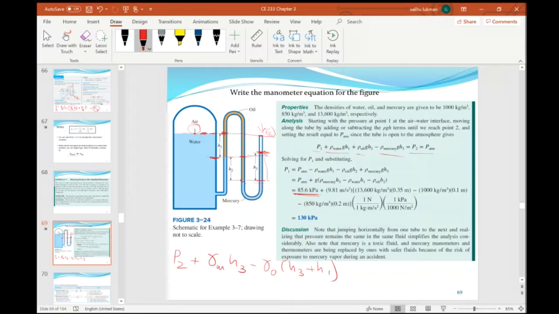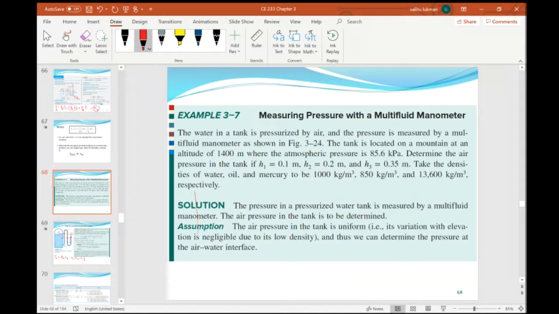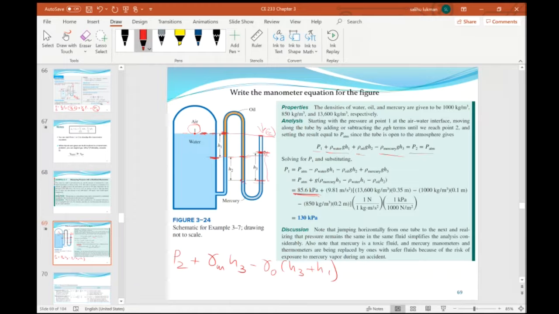Standard atmospheric pressure is 101.3 kilopascal, okay, at sea level, and this is at an altitude of about 1,400 meters. So that's why the pressure has reduced. The higher you go, the less the atmospheric pressure. Okay.